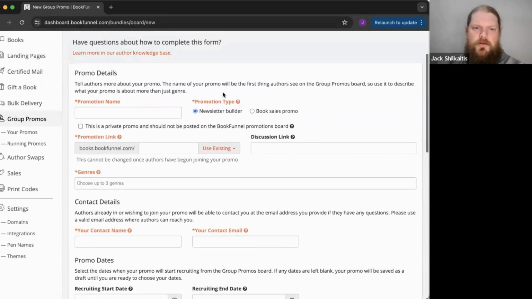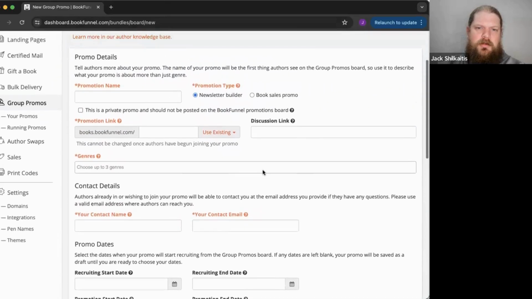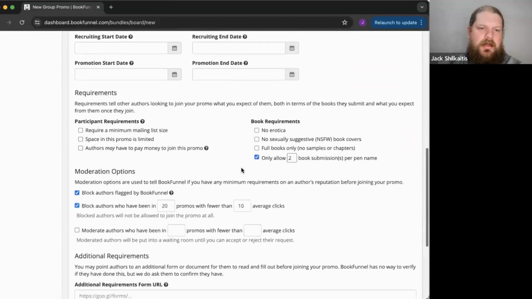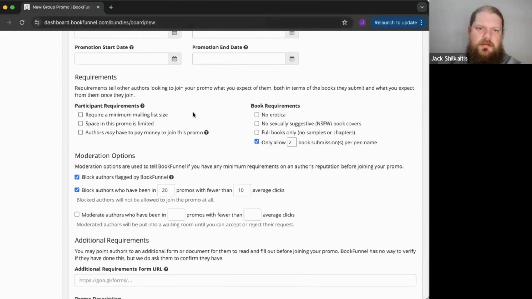Yep. So promo details here, I can put in the name and all that good stuff. Should be noted, this is not directly related, but there's this checkbox here. If the promo is private, you're just inviting people directly. But if you scroll down, under the participant requirements here, authors may have to pay money to join this promo. And if you check that, it gives you this optional one, which is no, they must pay. It is required. It's a requirement.